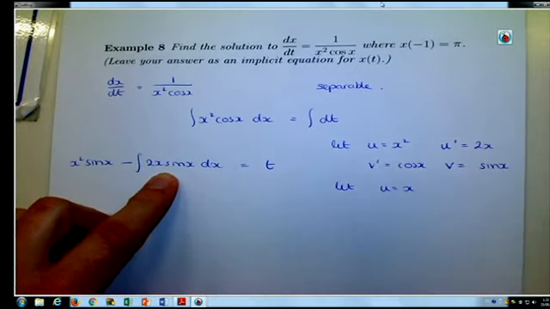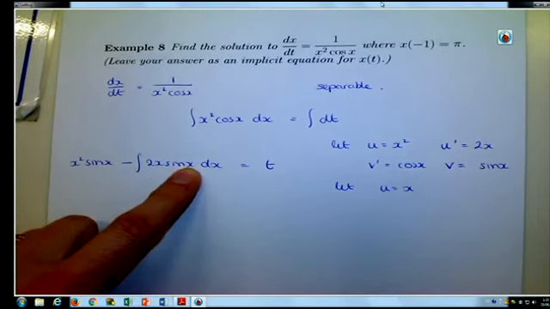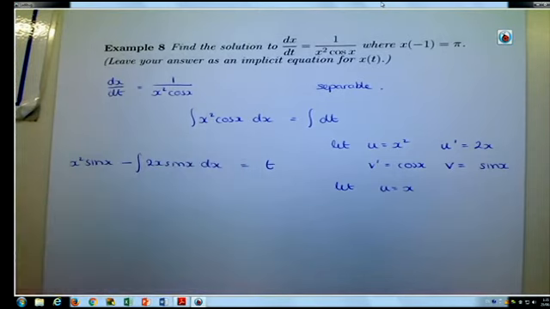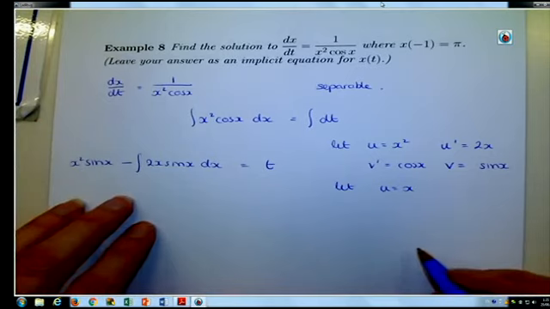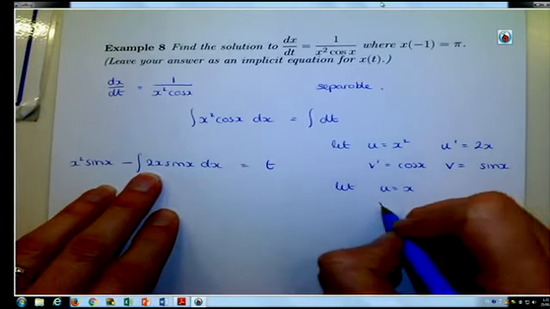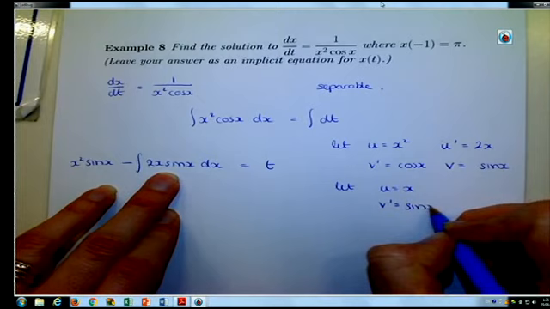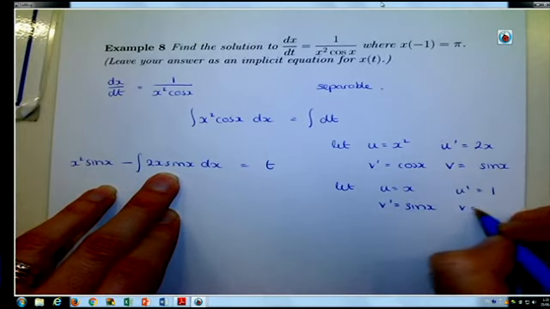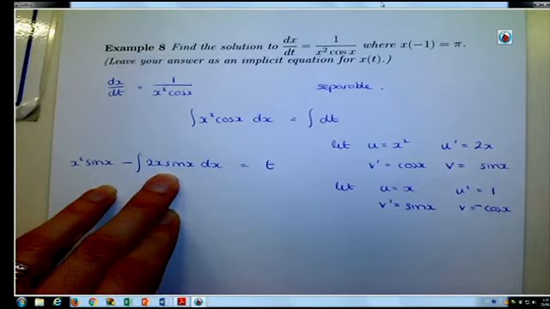The other thing to notice, even though we can't do it straight away, is that this integral here is easier than the one we started with, right? So that means we're on the right track. Just keep on going. Minus sign.